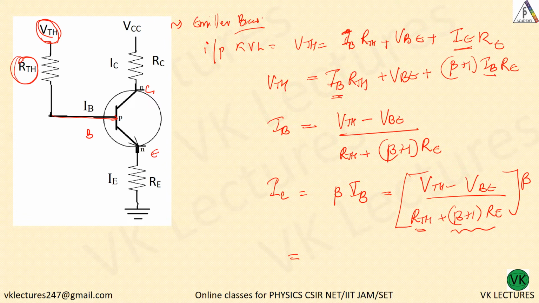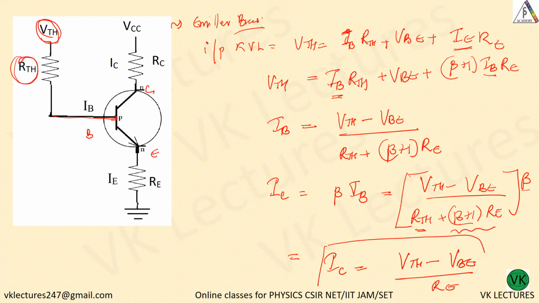Okay, so IC is equal to (VTH minus VBE) divided by (beta plus 1) into beta. Please remember this formula. This can be removed by RE. Please remember this formula.